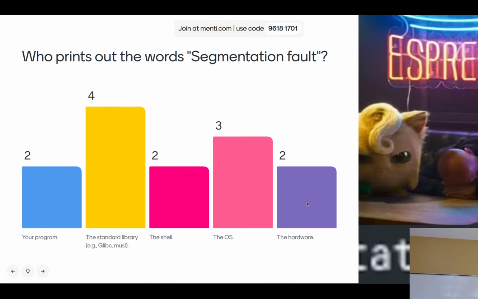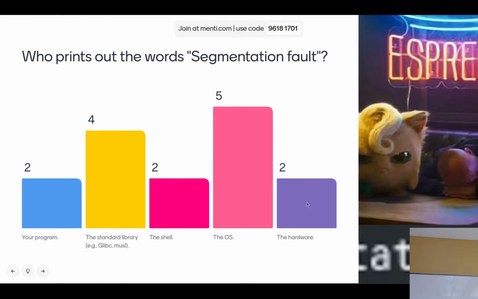So the highest scoring answer here is the standard library. After that, we've got the OS. Sorry, the OS is winning, then the standard library, and then we've got a 3-way tie between your program, the shell, and the hardware. Let's try and step through these ideas one at a time.